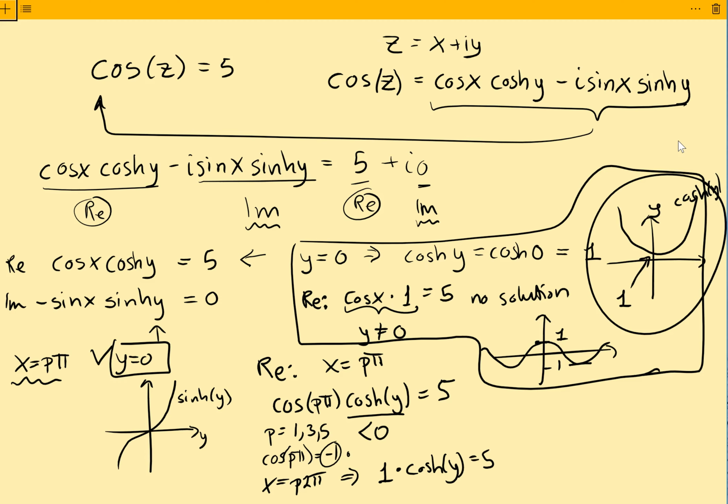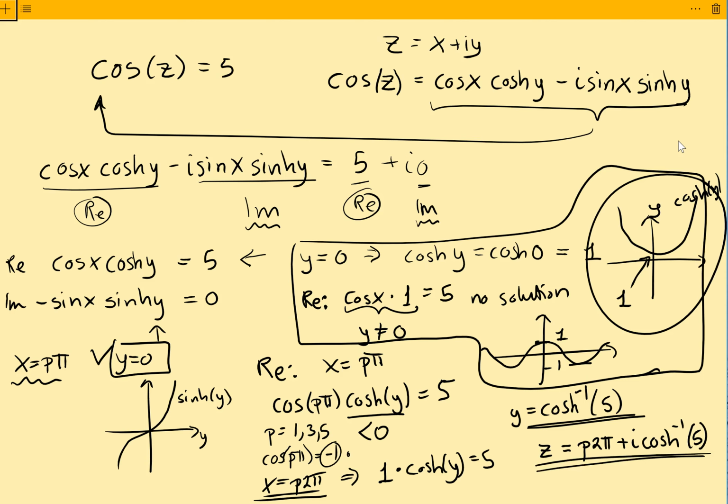And that certainly is an equation that has a solution, namely y equals inverse cosine hyperbolic of 5. And x equals a multiple of 2 pi. So z is a multiple of 2 pi as the real part, and then i times inverse cosine hyperbolic of 5.